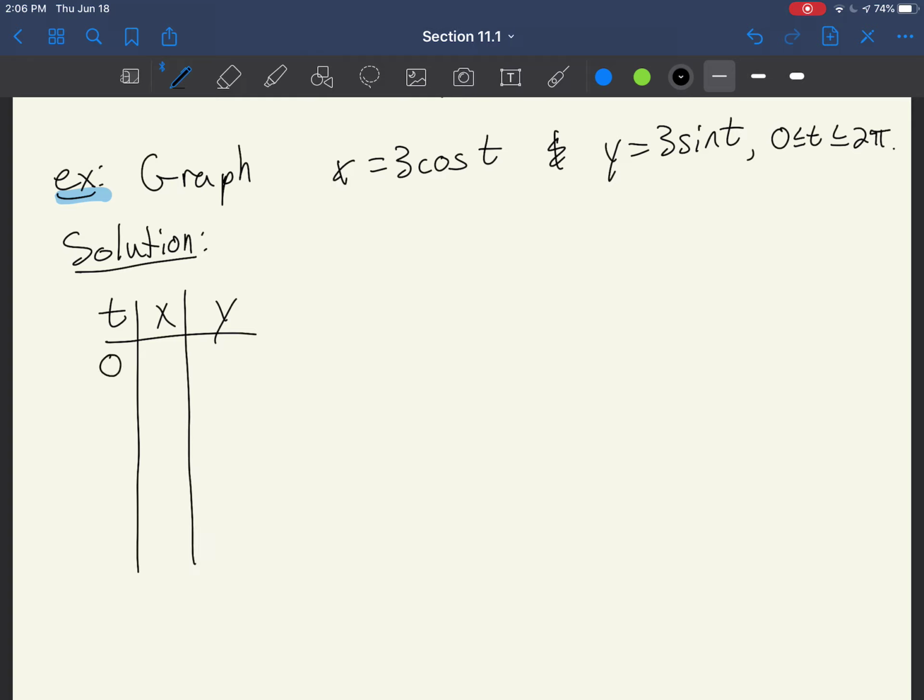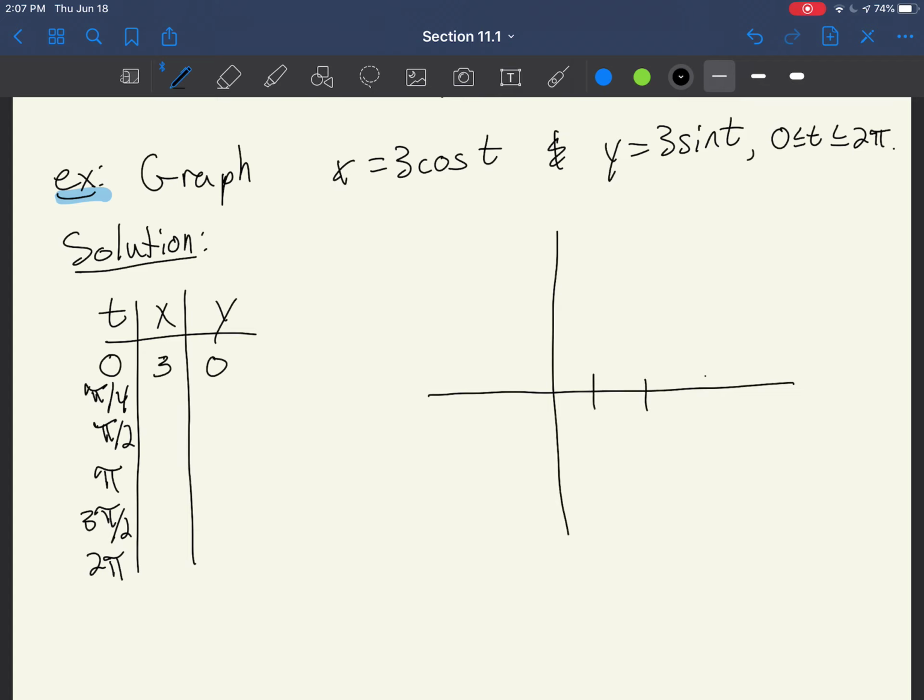Again, we do a table of values, t, x, y. And I'm going to pick strategic values of t that I can actually get values for. So we'll do 0, pi over 4, pi over 2, pi, 3 pi over 2, and 2 pi. When t is 0, 3 cosine t is also 0. That is wrong. 3 cosine t is 3, and 3 sine t is 0. So we get 3 comma 0.